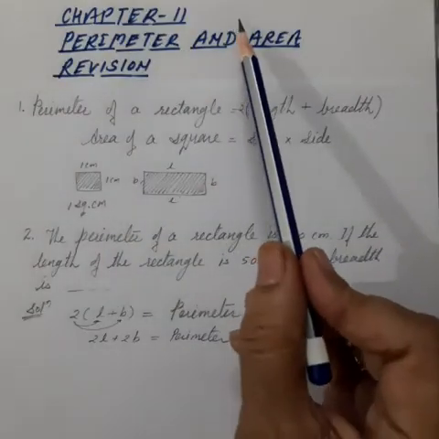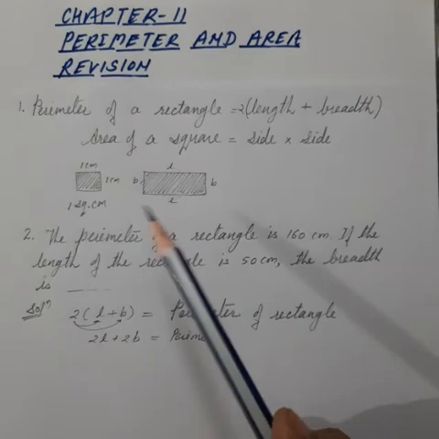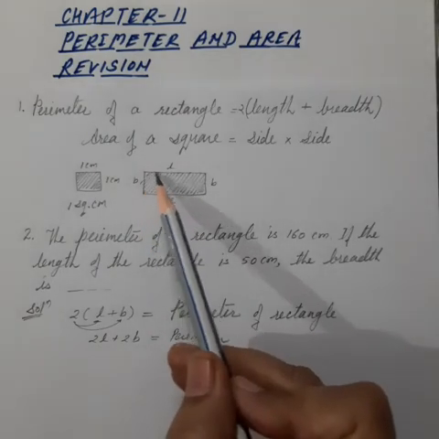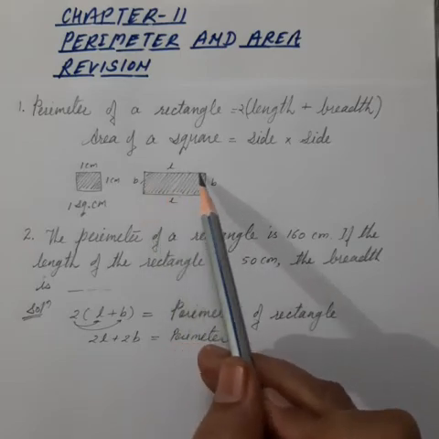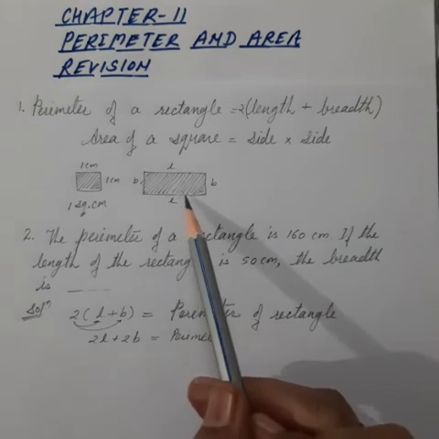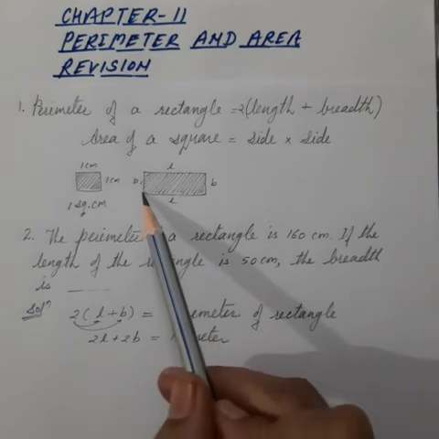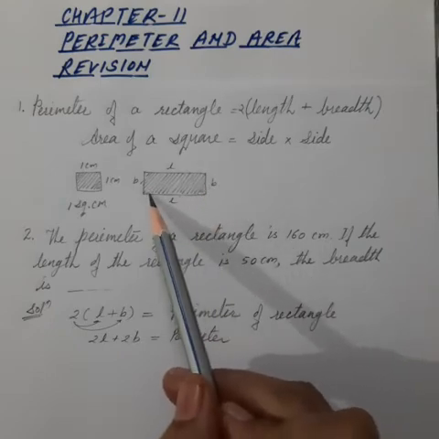In chapter 11, perimeter and area, coming to the revision part. Perimeter. Perimeter is the length of the boundary of a closed figure. It is the distance covered along the boundary once. To find the perimeter of any polygon, we have to find out the sum of lengths of all its sides.